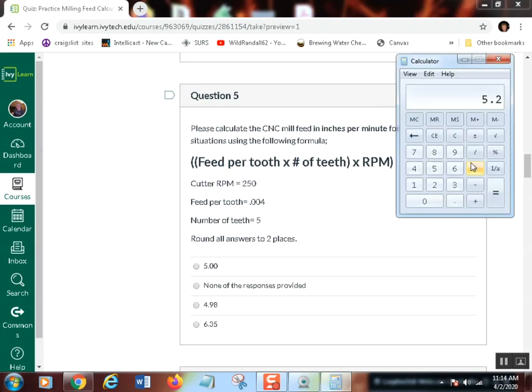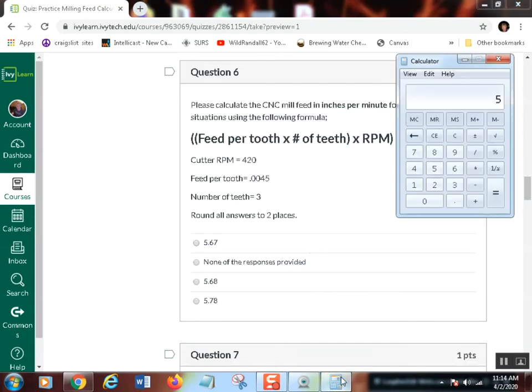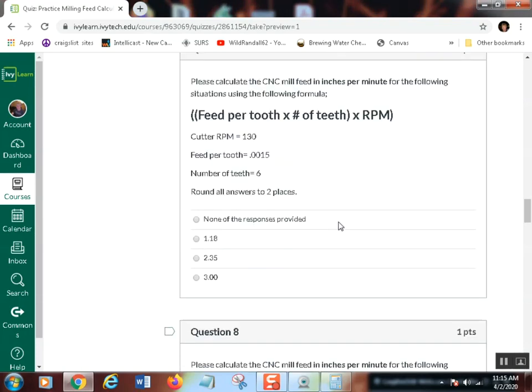Next question. Clear this off. I got 4 thousandths times the number of teeth, which is 5. Okay. And then to multiply that times the calculated RPM in this case. There we go, 5 inches per minute. All right, we'll continue here. So 4 thousandths and 5 tenths. All right, times the number of teeth, which is 3, equals this, times, in this case my calculated RPM was 420, and equals 5.67. All right, number 7.